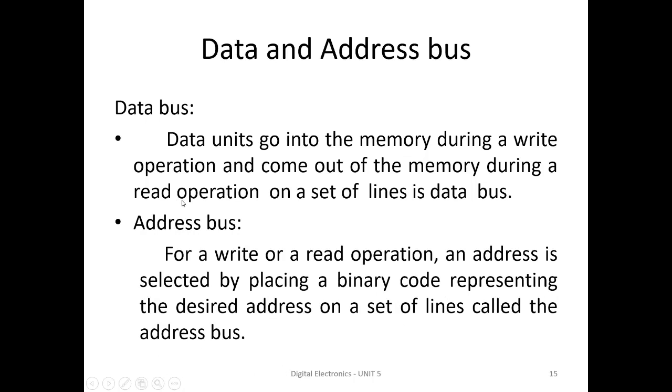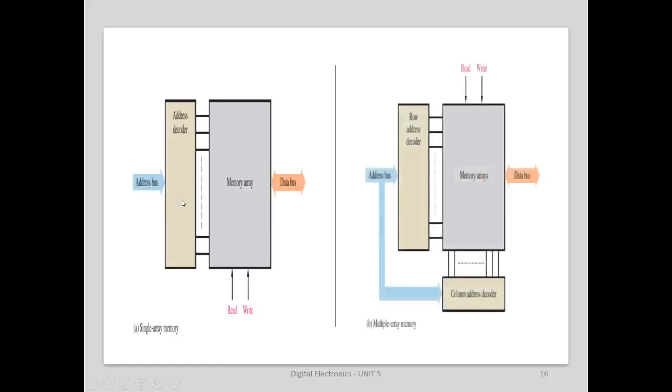Set of lines. So if you look at this, this is your single array memory. This is your address decoder. This is regarding your single array memory. This is your multi-array memory. If you are dealing with a large number of chips, this is your multi-array memory.